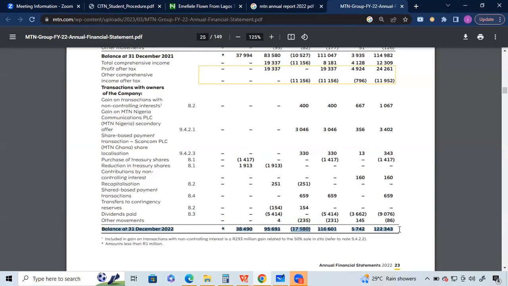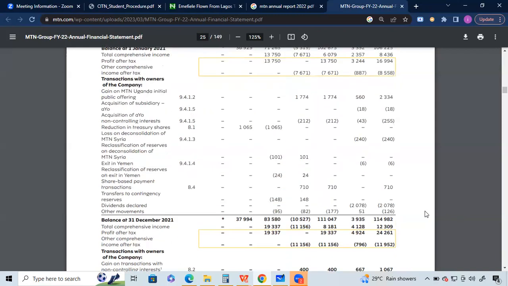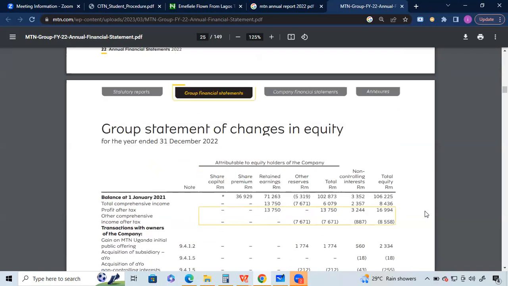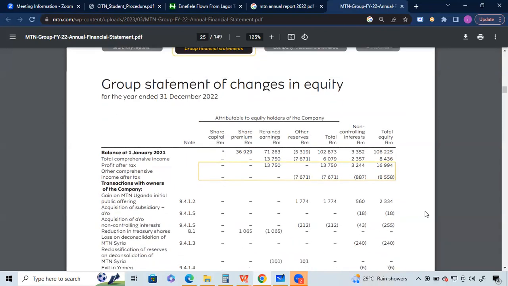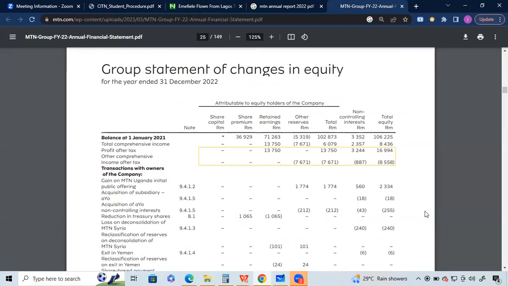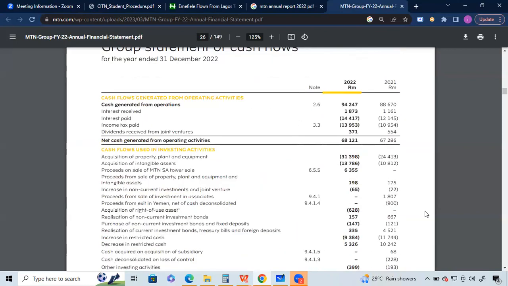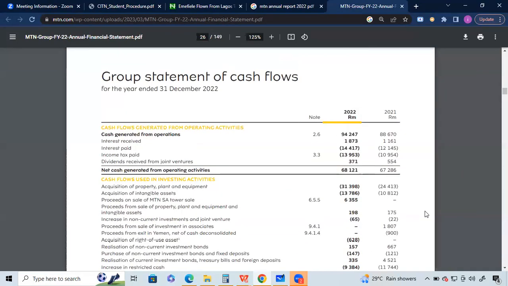What are the things that occur that make your equity change? This particular statement only comprises of that. From the words statement of changes in equity, anything that is here relates to equity. Then the fourth component of financial statement is the statement of cash flow.